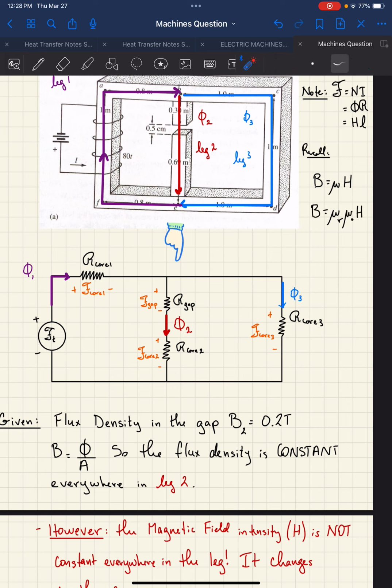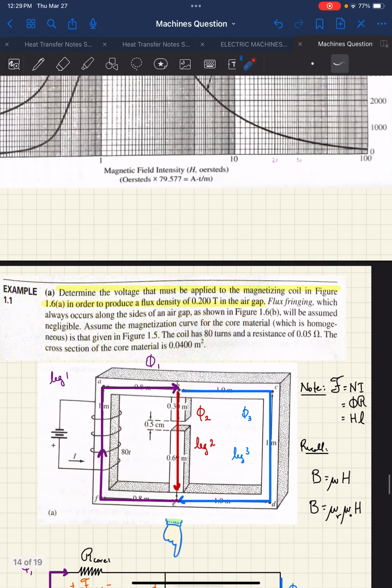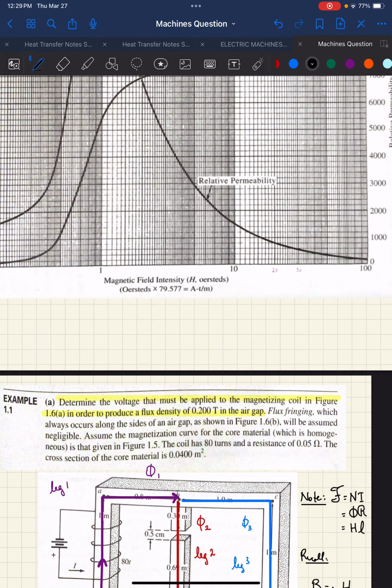In the air gap, you don't have a mu relative because it's just air. All you have is this in the gap. And that B has to be constant in the gap and also in the core. But in the core, you also have mu R. So the only way that's possible is if H is different. H has to be different in the core and also in the gap. It's completely different. For example, maybe I'll add a little note here just to show you.